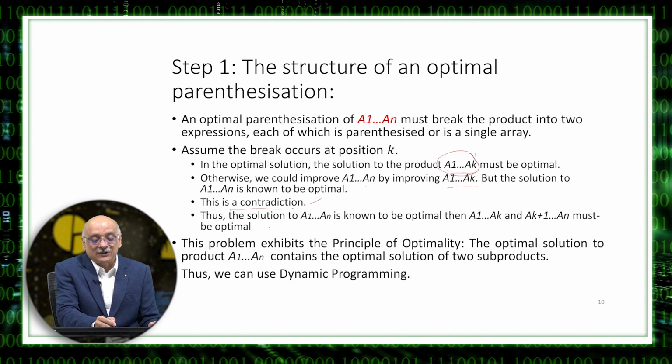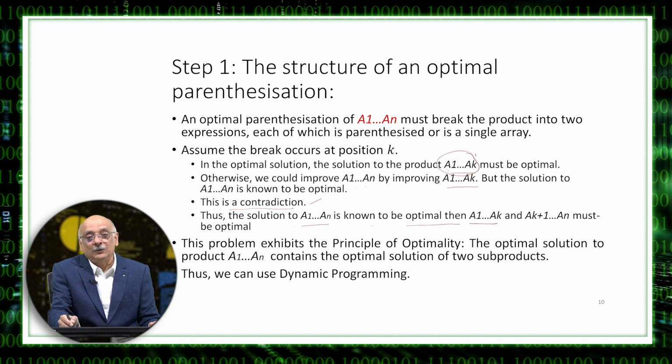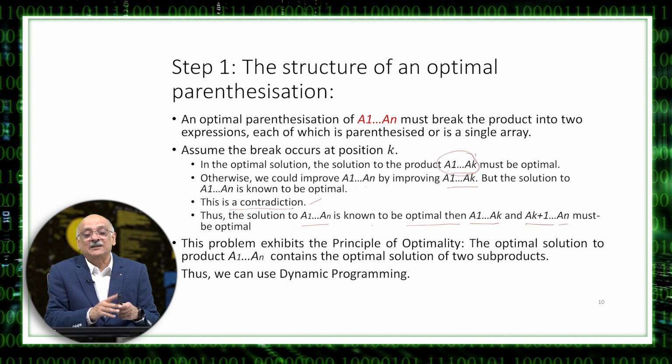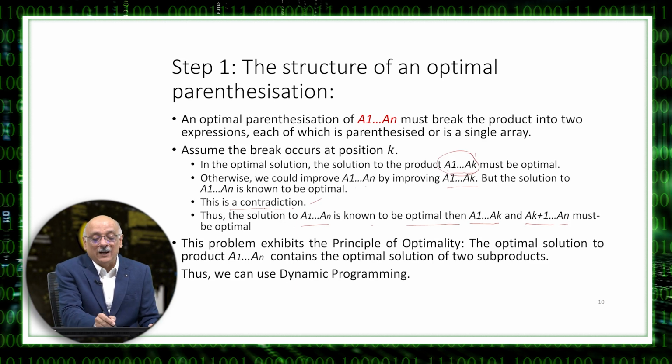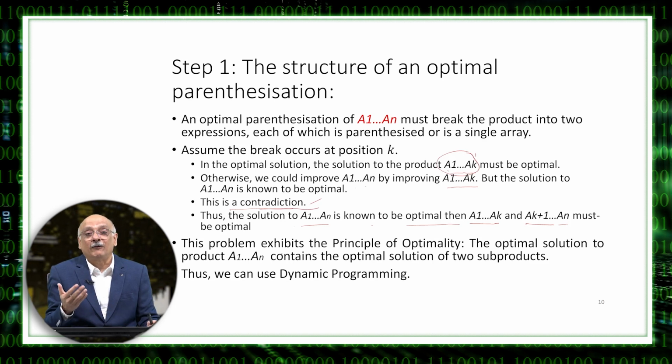Therefore, if the solution to A1 to AN is known to be optimal, then the A1 to AK multiplication and the AK+1 to AN multiplication must be optimal. If they are not, then we can find a better solution, right? So that is not optimal anymore. So this is proof by contradiction, and this problem exhibits the principle of optimality.